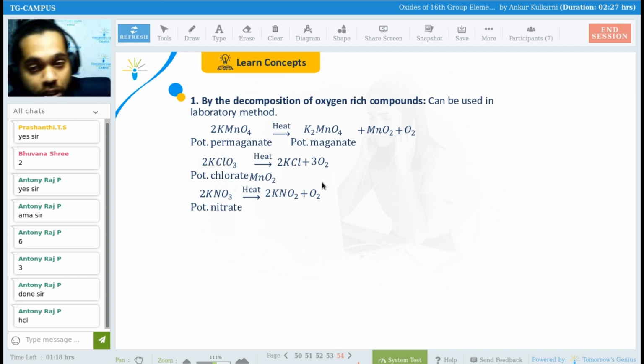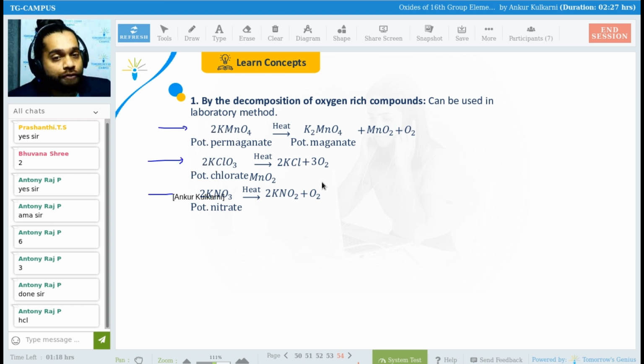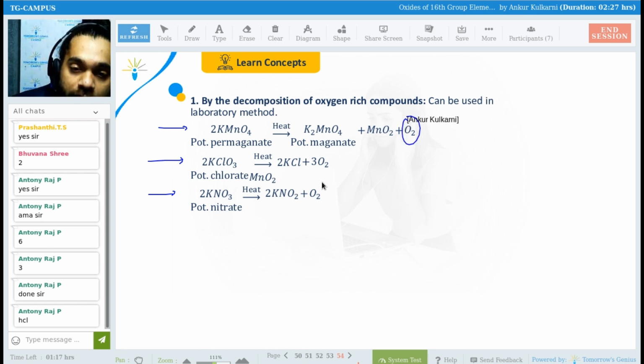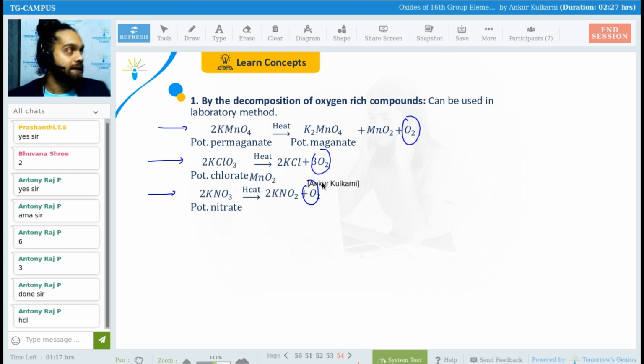In the lab, for the small scale, we take oxygen-rich compounds where the oxygen is maximum. For example, potassium permanganate, potassium chlorate, potassium nitrate. I just heat them, in the absence of oxygen. When you heat them, what will happen? Obviously, if it is something oxygen rich and I heat it, it will release oxygen gas.